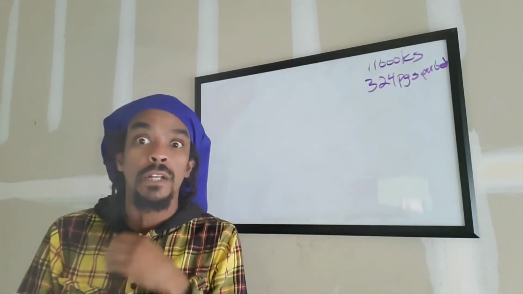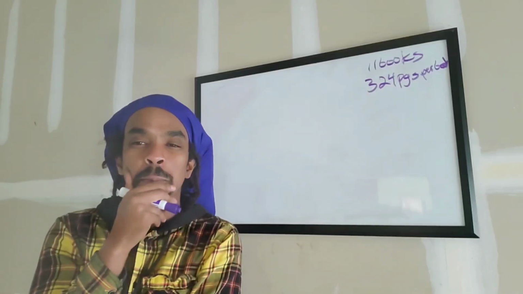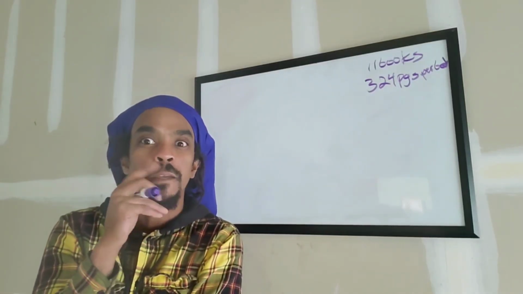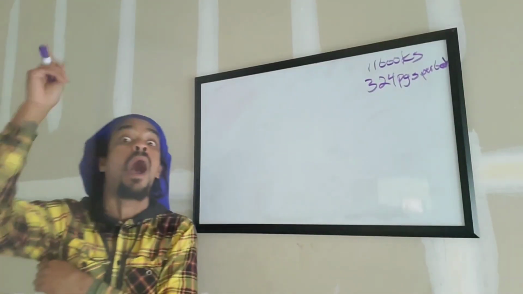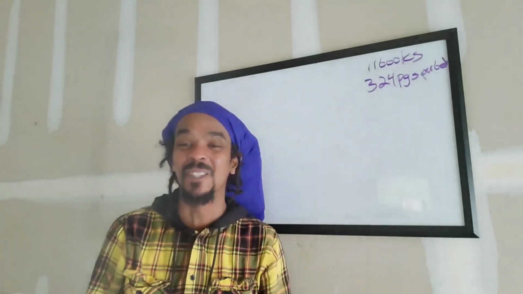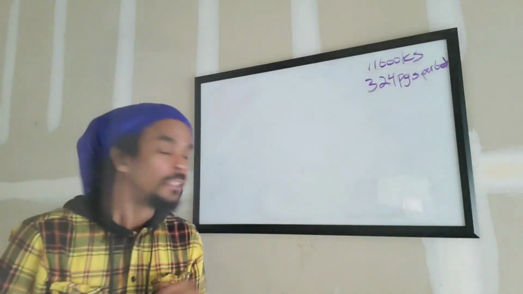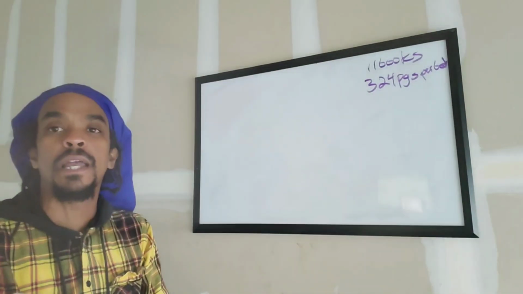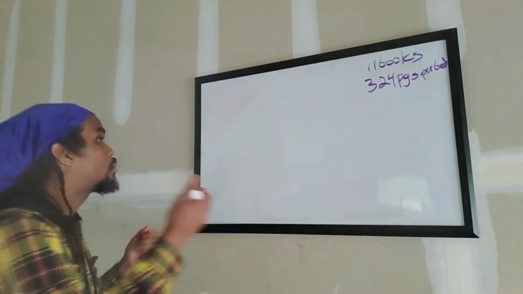What do y'all think we got to do? What type of math operation? If you're thinking multiplication, I'm with you. Let's multiply. Y'all know I'm silly. Okay. So let's go ahead and multiply 11 times 324.